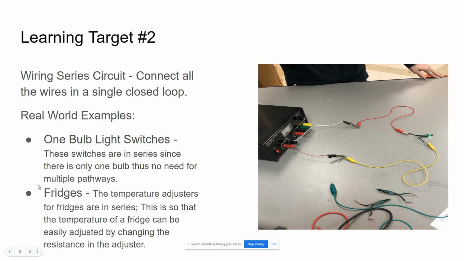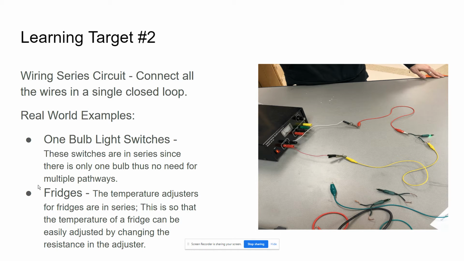So wiring in series, you want to connect all the wires in a single closed loop. You want to make sure that there is only one path that the current can travel through. The wires are directly connected to one another. Because it's a single loop, if one bulb goes out, the entire circuit will go out. And it is mainly used because the current throughout the entire circuit will be constant.